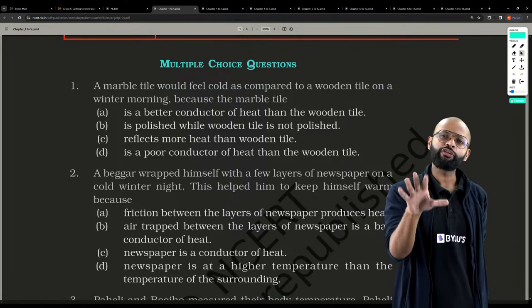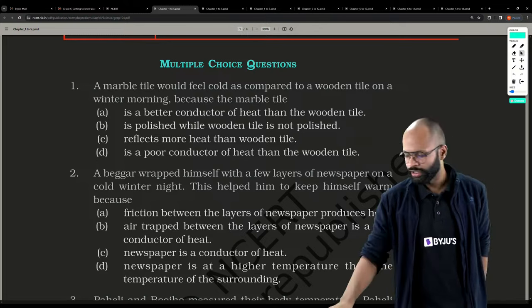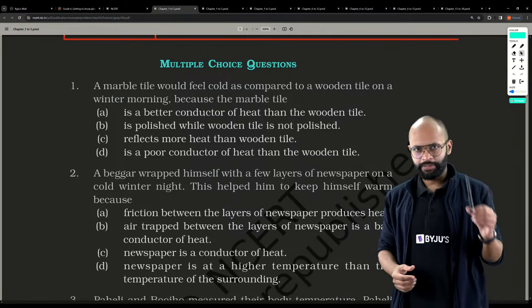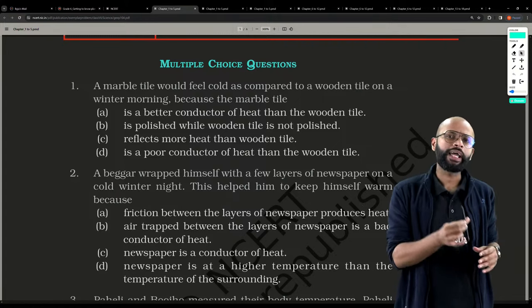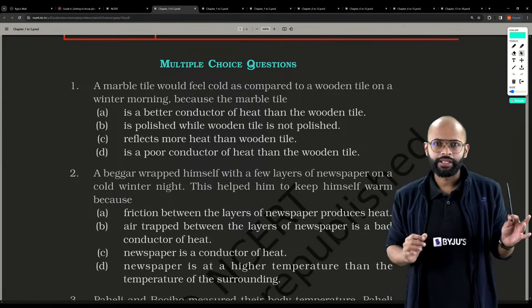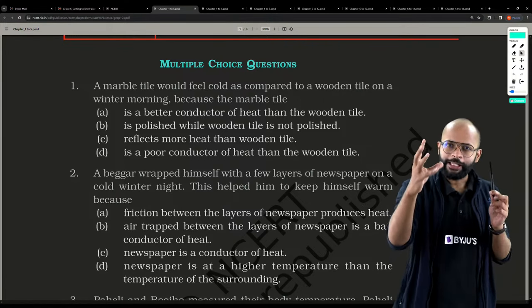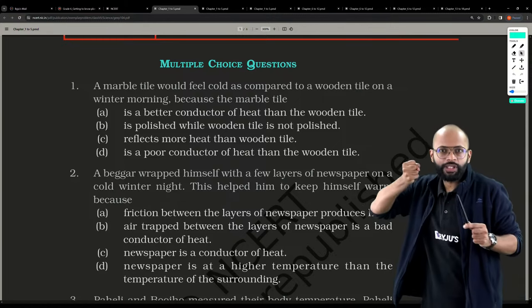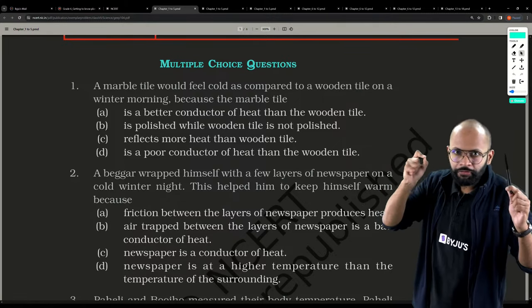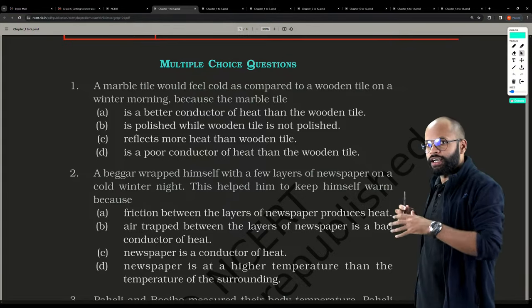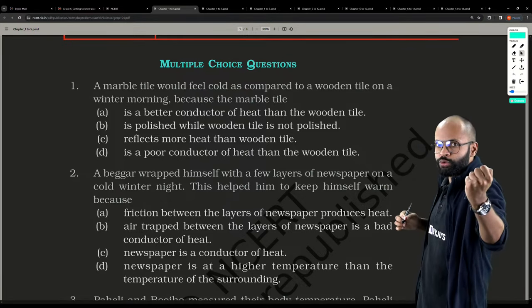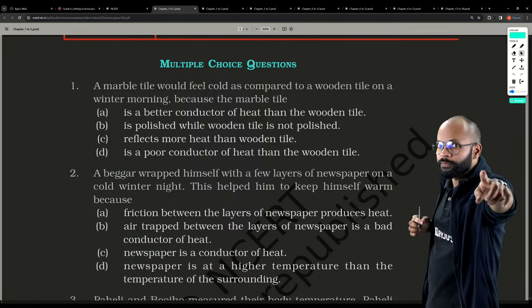Apart from that, why do you feel something as hot or something as cold? Bhai, dekho, this is a plastic pen, right? If I touch it, I don't feel very cold. Why? It is an insulator. When do you feel cold? When something takes heat from the skin. You will feel cold agar koi tumhari skin se heat leke chal dega. If someone takes heat from you, then you will feel cold.